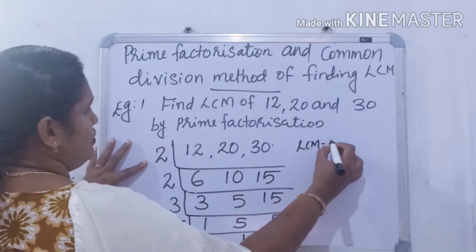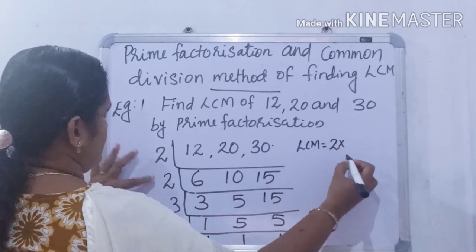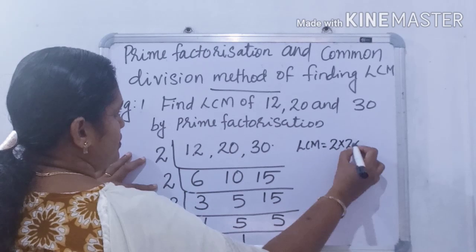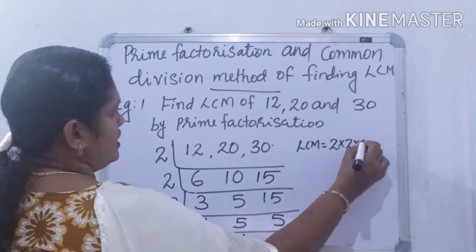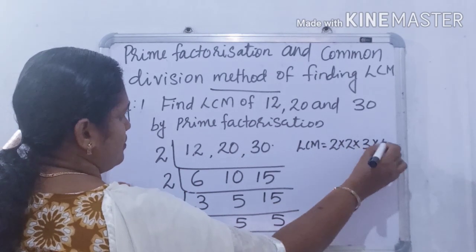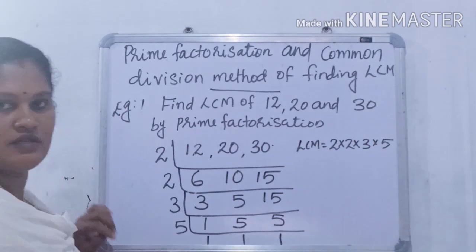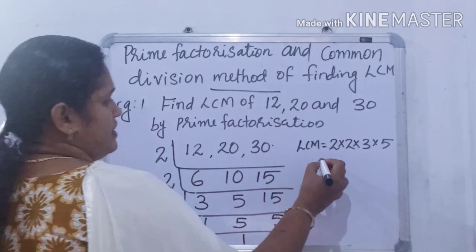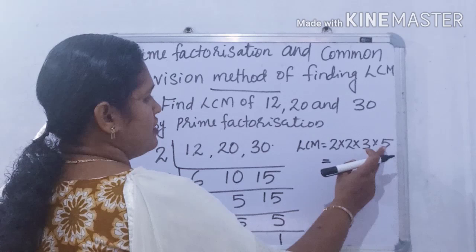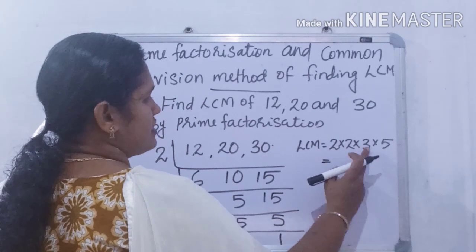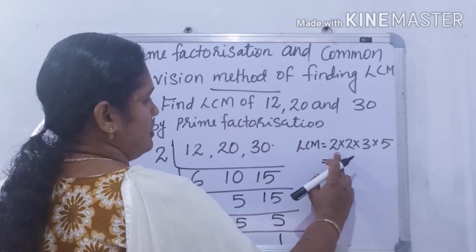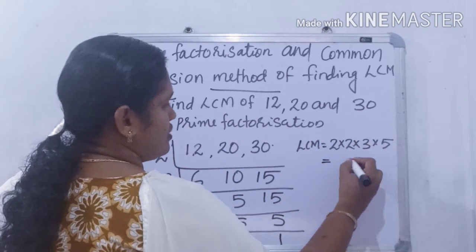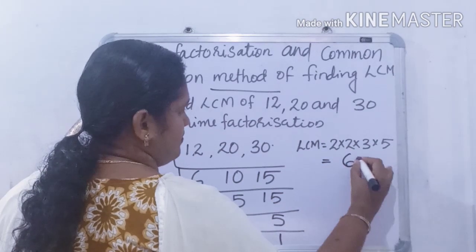Then LCM equals 2 into 3 into 5. Clear? Here 5 into 2 is 10. 3 into 2 is 6. So 10 into 6 equals 60.